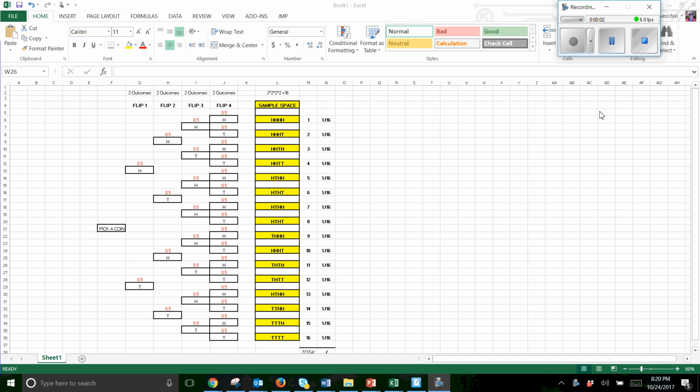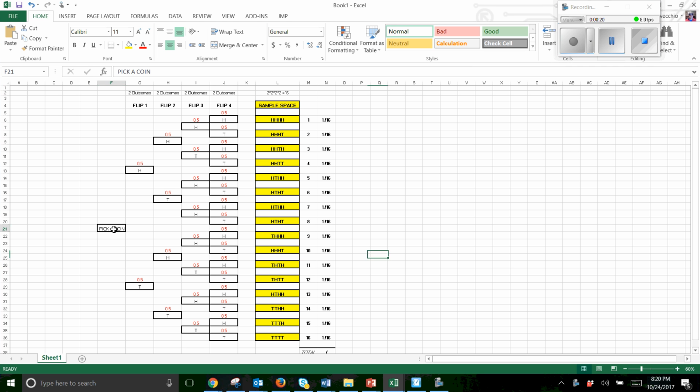So in homework 3.1 to 3.2, it's asking you to find a sample space. Let's say you were to flip a coin 4 times. This is a fair coin, so you have a half probability of heads, half probability of tails. So I drew out this tree diagram of the sample space.